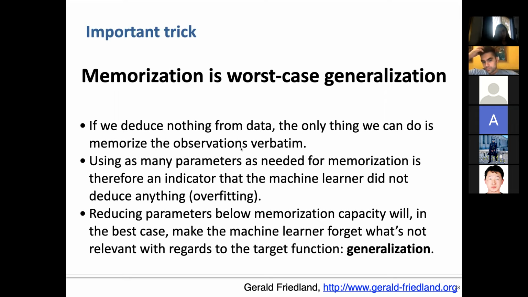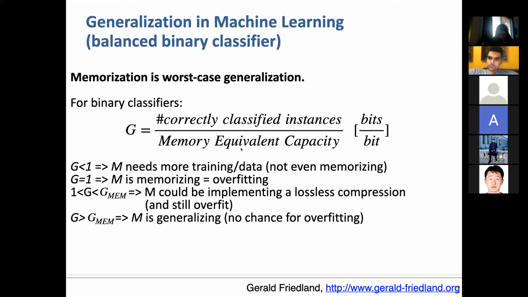And that means that in the best case, we abstract enough that we even forget the original input data, right? So we don't want to memorize at all. We want to really just reduce it to nothing. And then we know we absolutely generalize it, right? Now, given the second bullet point assumptions, we can define generalization as the number of correctly classified instances divided by the memory equivalent capacity, measured in bits. That's only valid, by the way, when you have balanced binary classes, okay?